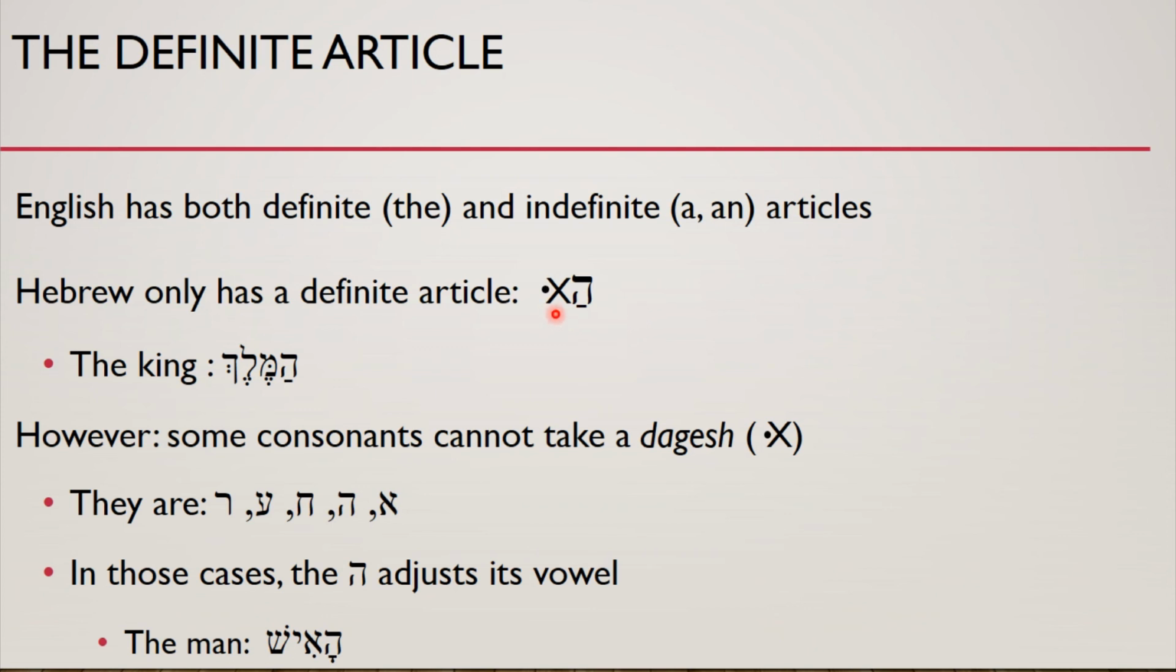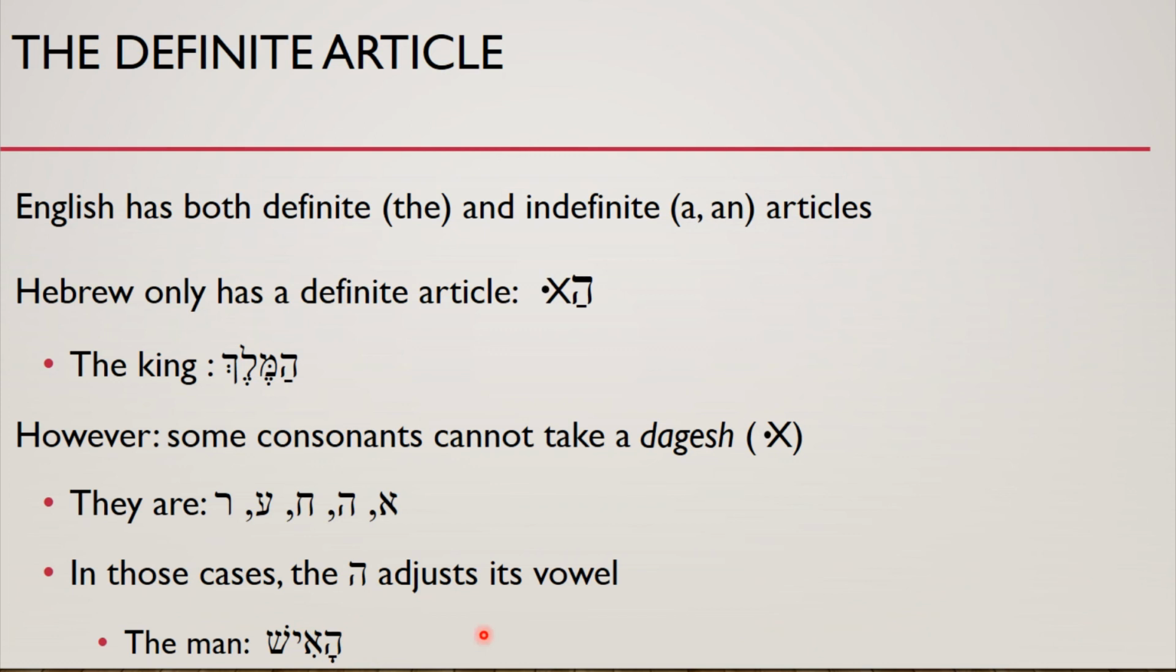Because the dagesh has to go somewhere. There has to be some change. And if the next letter can't take that change, then the hey changes. So that's why, in this example, the man, you have the base form ish, which would be "a man," but then you have the definite article hey, with usually a patach, but it becomes a kametz because the dagesh can't go to the aleph, so the dagesh changes the hey.